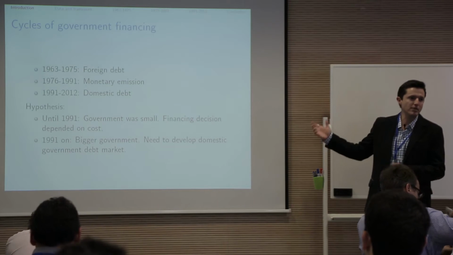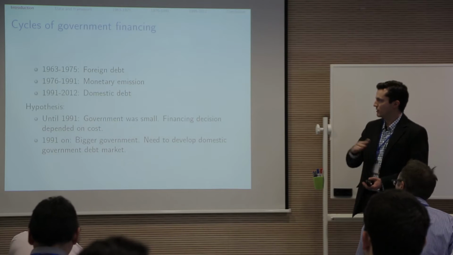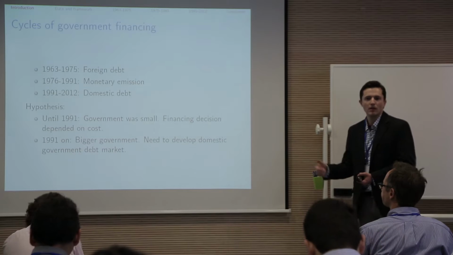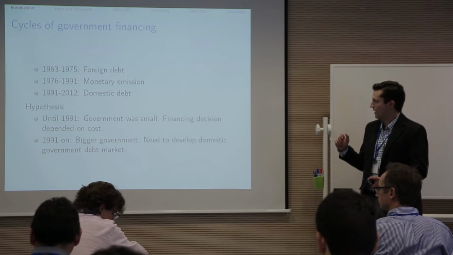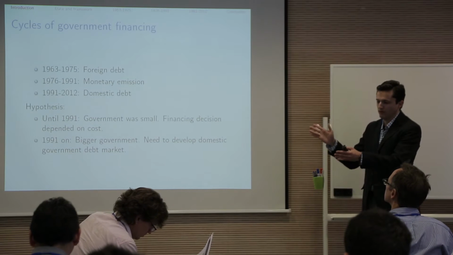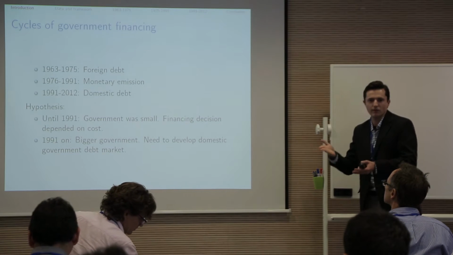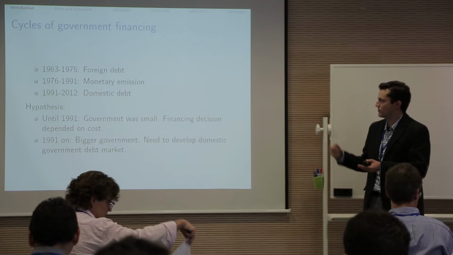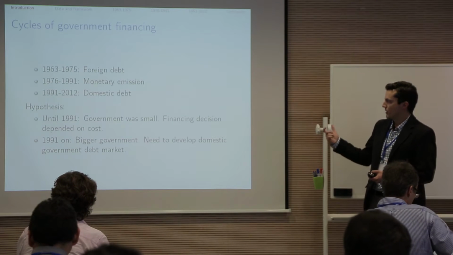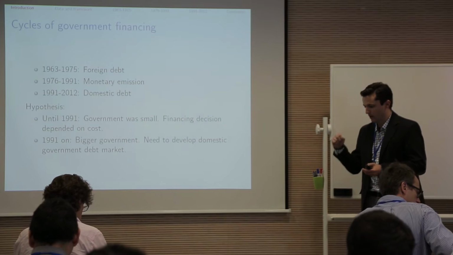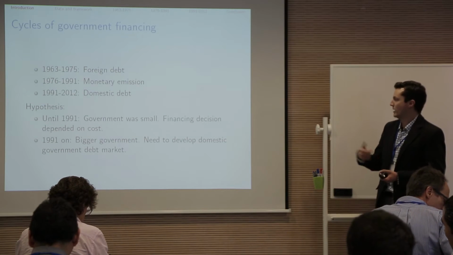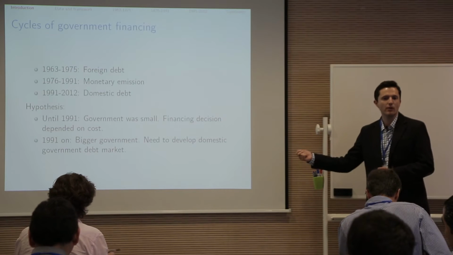And our hypothesis of why this was so was that until 1991, the government was relatively small. So its financing decision depended on the cost. And in the first cycle, borrowing abroad was relatively cheap. In the second cycle, it became more expensive, so it relied on monetary emission. But after 1991, the government became bigger, so the needs to finance became more important, and therefore there was a need to develop the domestic government debt market.